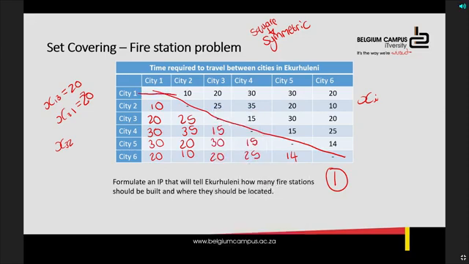Let's go city 1. If I go from city 1 to 2, it's definitely going to cover city 2 as well. So if I put a fire station here, it's going to cover city 2 as well. City 3, 4, 5 and 6, they're all 20, 30, 30, 20 minutes away. So it's too far away. We said it must be within 15 minutes. So it's going to cover only those. If I put a fire station in city 2, which ones would that cover?